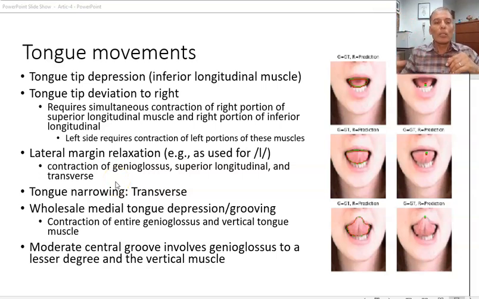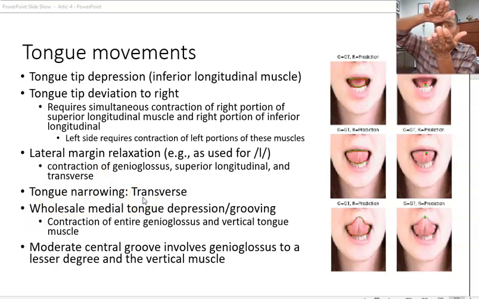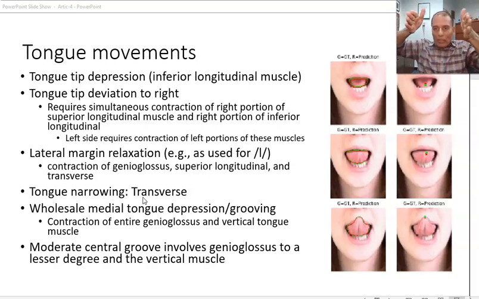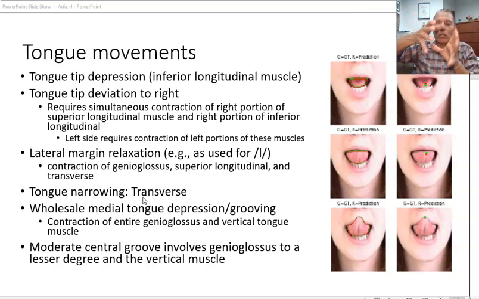Transverse. So for tongue narrowing, we studied this before. We said that when you contract the transverse, you narrow the tongue. As a result of redistributing the tissue, the tongue is going to be bulkier, thicker, and protruded forward. So it will become longer and thicker.